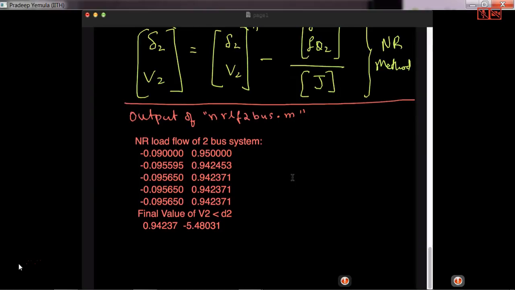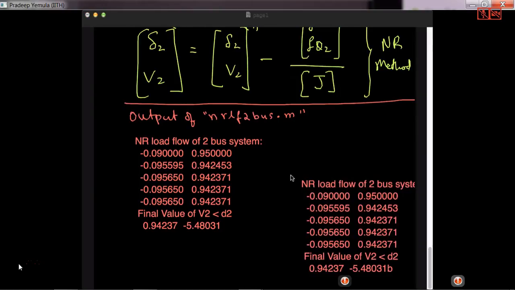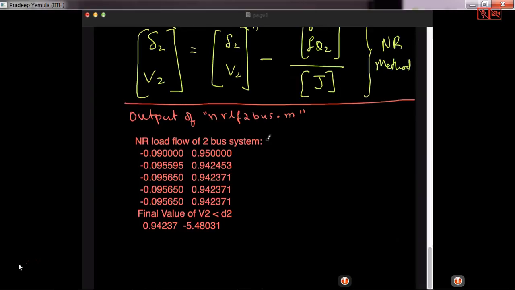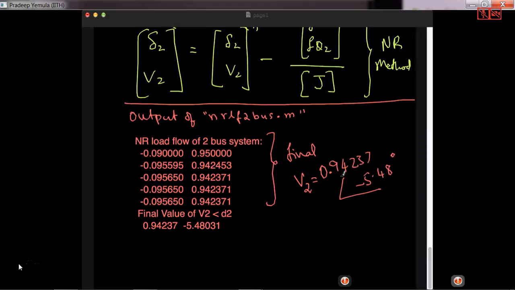So finally, final V2 is equal to 0.94237 at an angle of minus 5.48 degrees. So this is as expected, the voltage is less than 1 per unit and the angle is negative. So this is about two bus system load flow.